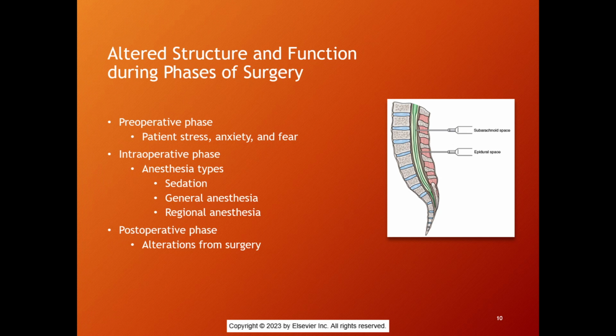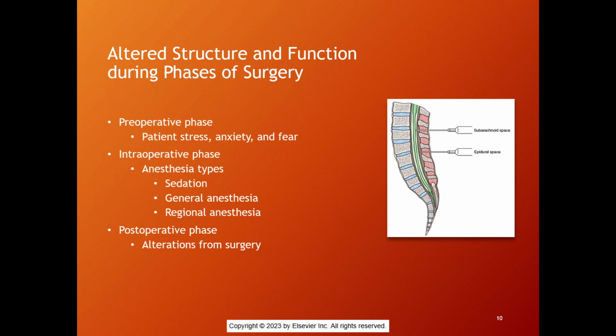The intraoperative phase introduces a different set of alterations, largely due to the use of anesthesia. Anesthesia, whether it's sedation, general, or regional, temporarily alters the patient's consciousness, sensation, and autonomic function to facilitate the surgical procedure. Each type of anesthesia carries its own risks and benefits, and the choice depends on the nature of the surgery, the patient's health status, and their preferences.